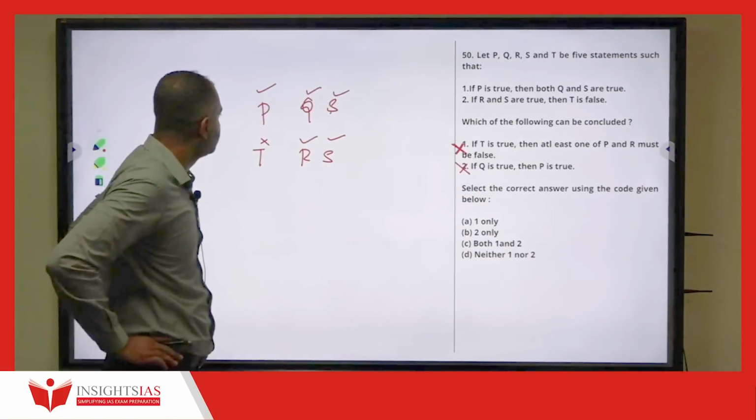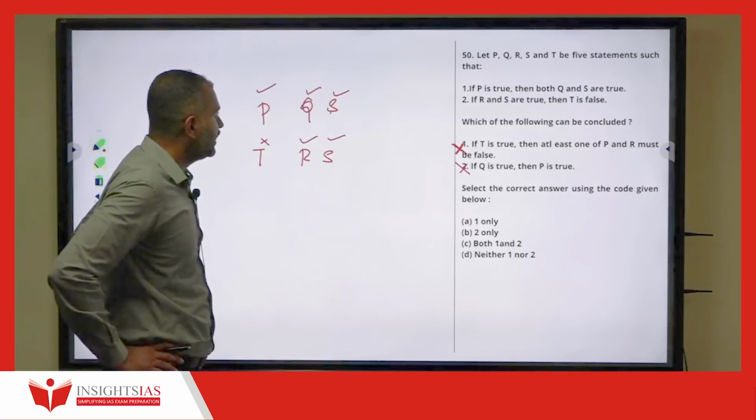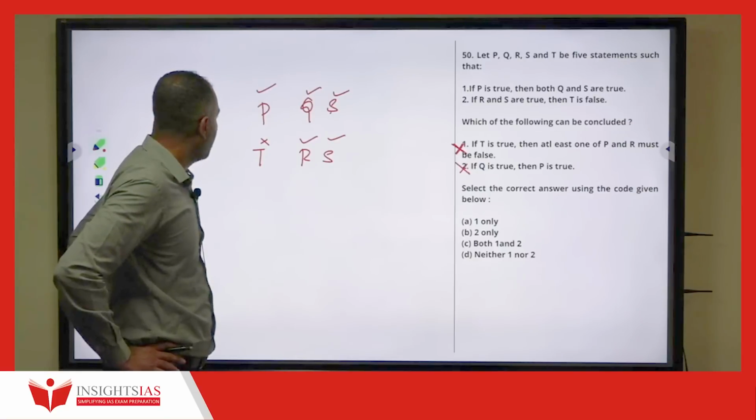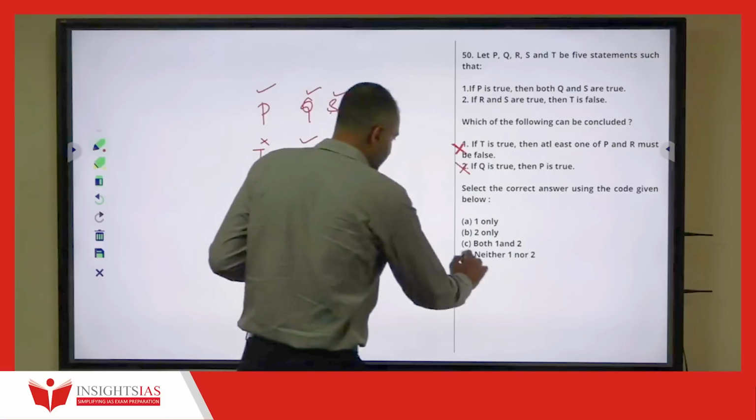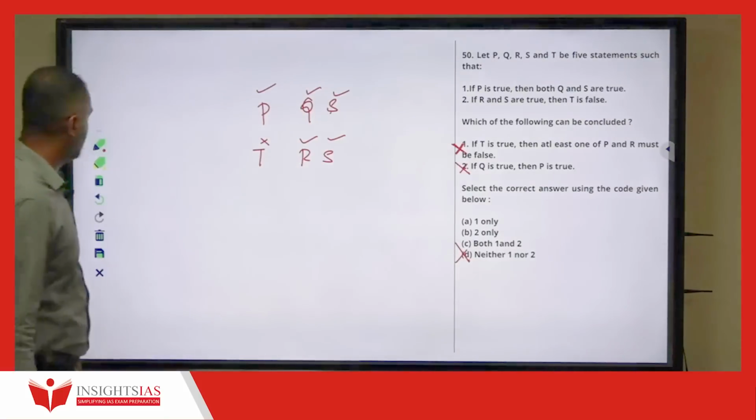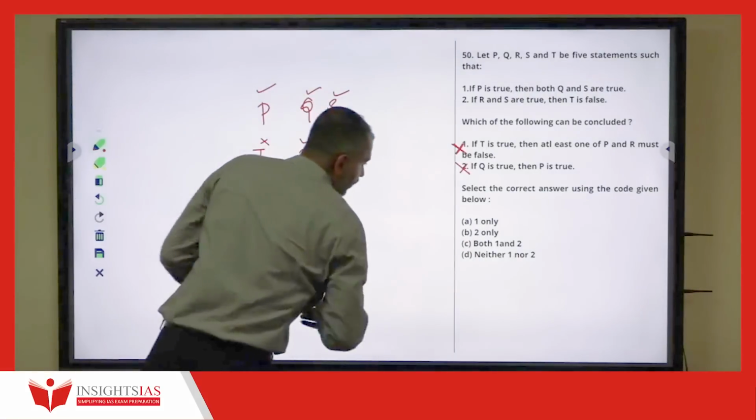If T is true, at least one of P and R must be false. No, okay, this is neither 1 nor 2.